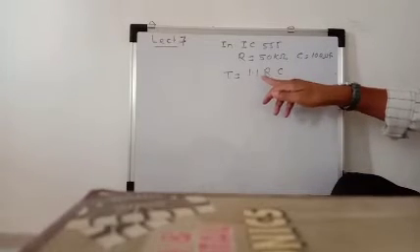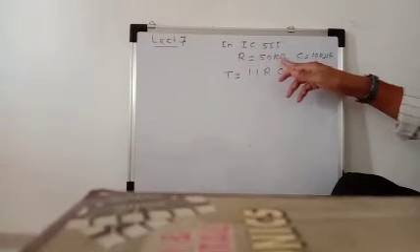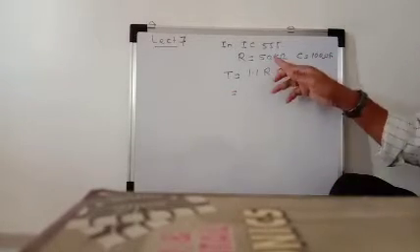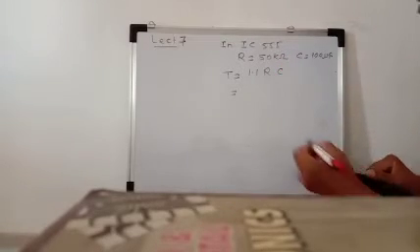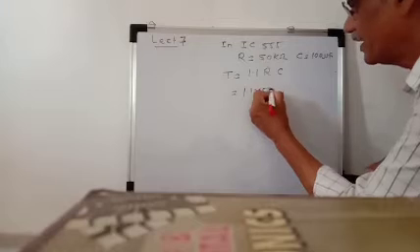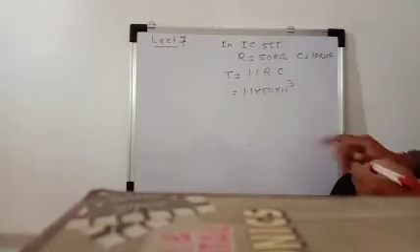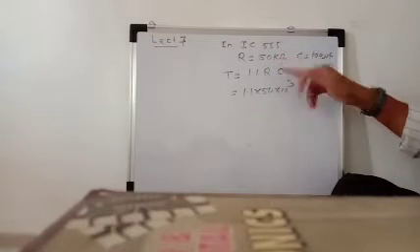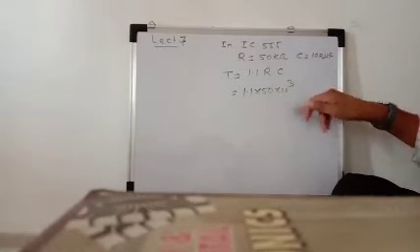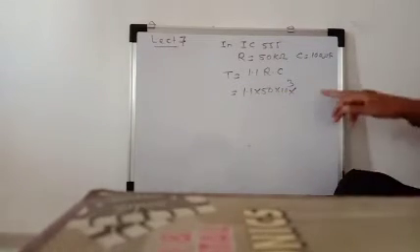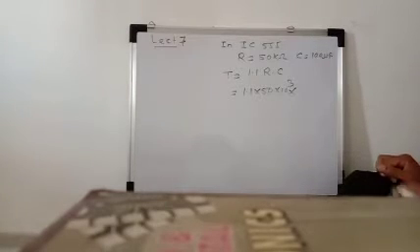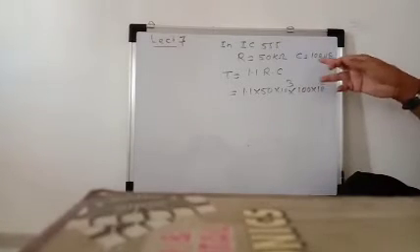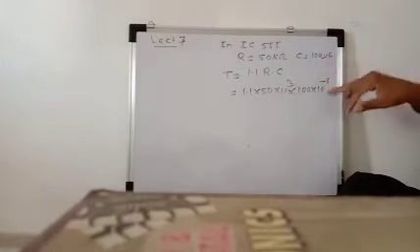T is equal to 1.1 R into C. Here given R is equal to 50 kilo ohm and C is equal to 100 microfarad. The resistance is in kilo ohm, so it should be converted into ohms. So 1.1 into 50 into 10 raised to 3 ohms into C, and 100 microfarad means 100 into 10 raised to minus 6 farad. Capacitance is given in microfarad, so it should be converted into farad.